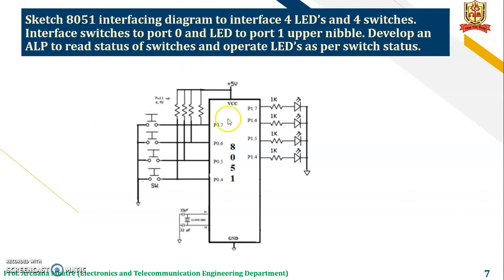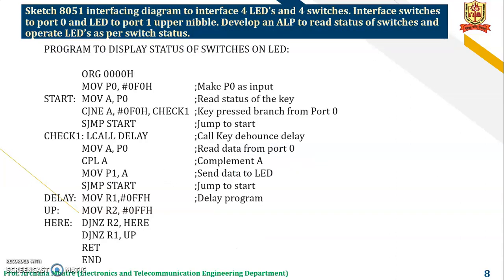So here switches are connected to port 0 upper nibble, that is P0.4, P0.5, P0.6 and P0.7. Here 4 switches are connected, and on port 1 upper nibble, P1.4, P1.5, P1.6 and P1.7, the LEDs are connected. Now this is a program to read the status of the switches and operate the LEDs as per switch status.